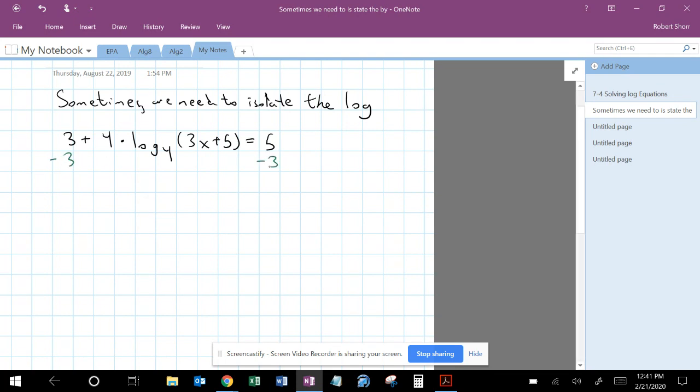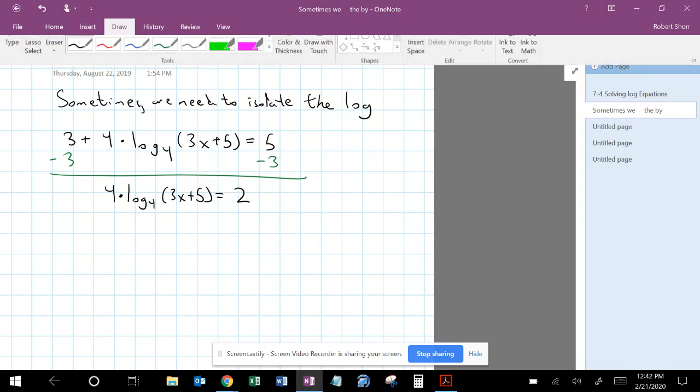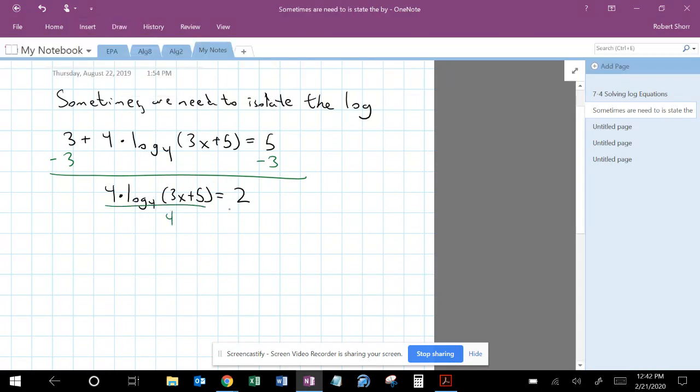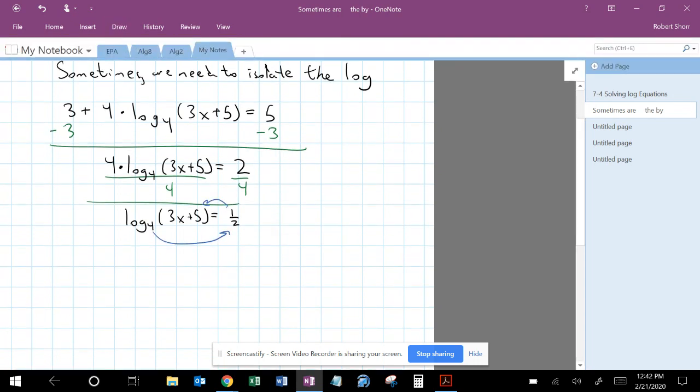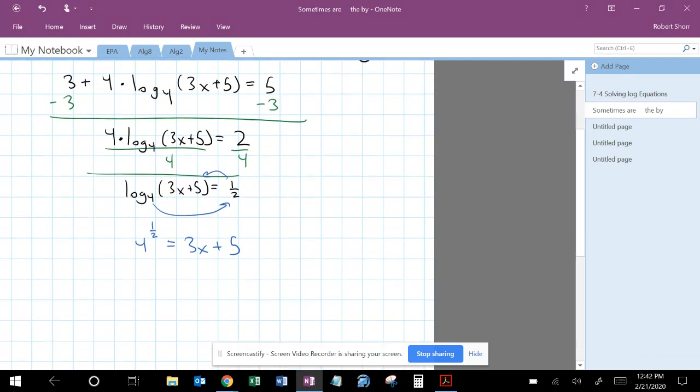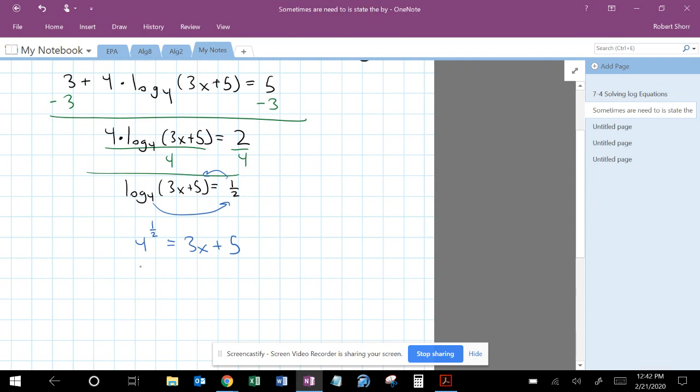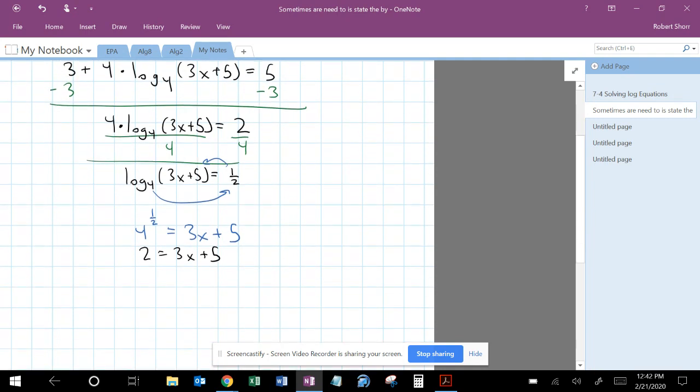So I would start by subtracting 3 and get 4 times log base 4 of 3x plus 5 equals 2. And then I would divide by 4 and be left with log base 4 of 3x plus 5 equals 2/4, which is a half. Now I can flip the log relationship and get 4 to the 1/2 equals 3x plus 5. This one is actually going to work out kind of nicely because 4 to the 1/2 is root 4, which is 2. 2 equals 3x plus 5. And then we would finish that. I don't think people want to watch more video where I just solve that. But if you do, good for you.